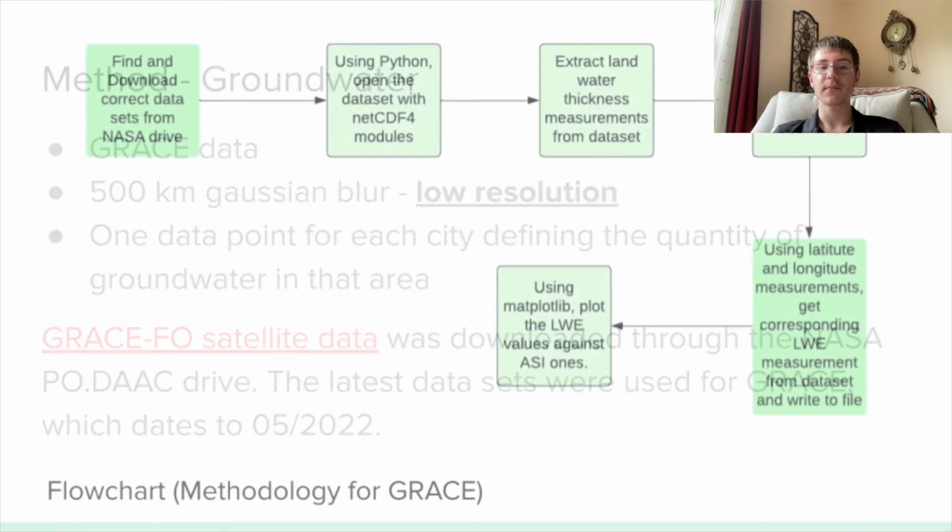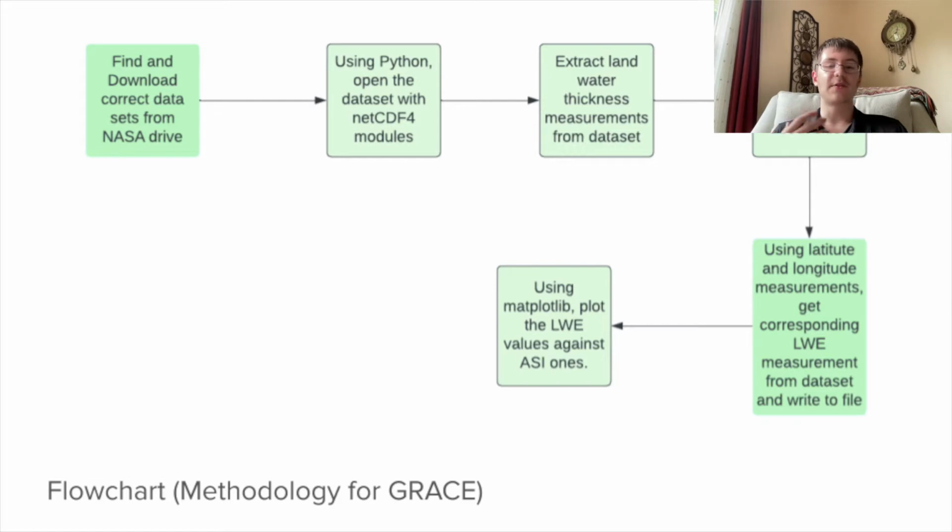Our data processing was generally on the order of, first we would download the data from the NASA drive, then we would use Python and open the dataset with the netCDF4 module, which is a Python library. We can then extract the land water thickness measurements from the dataset and store them, and in combination with a JSON file with all the information about cities, we can use the latitude and longitude measurements from that file to get the corresponding water thicknesses under each city. And we would then plot this against the corresponding urban heat island strength measurements on a scatter plot to see if there was any correlation.